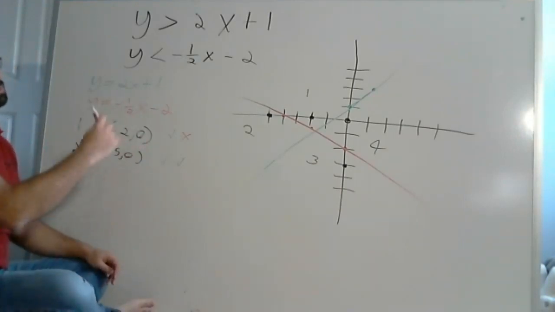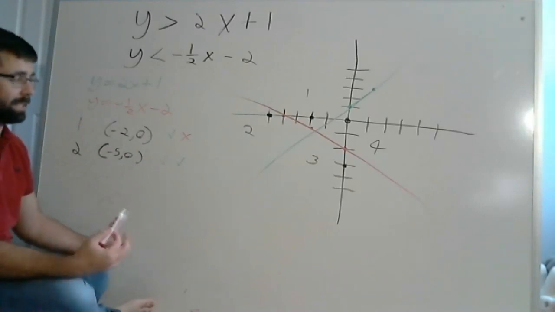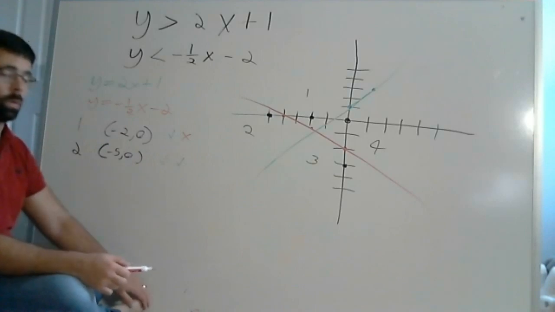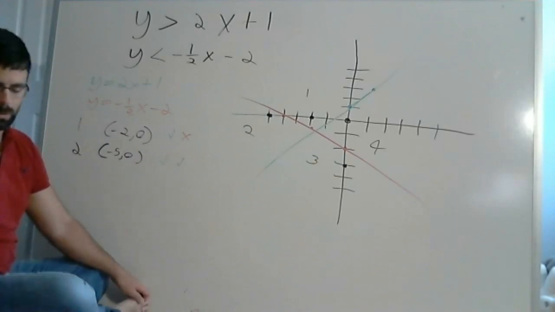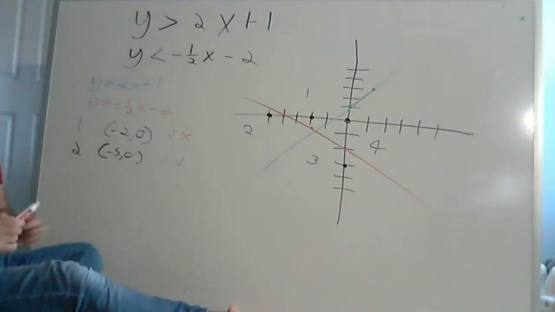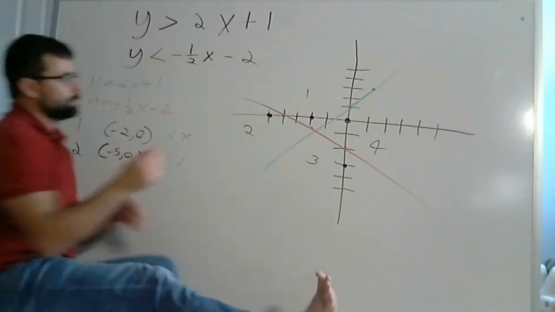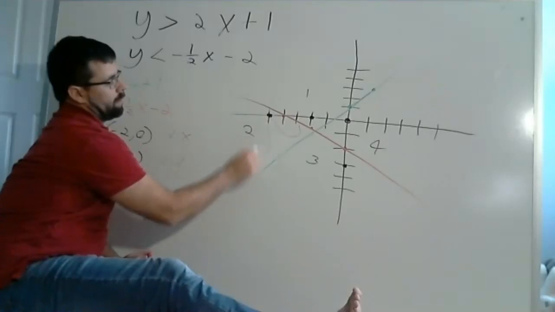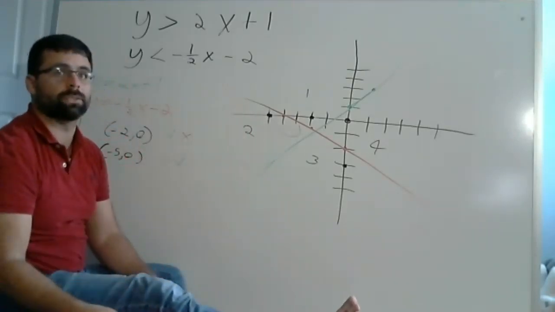If you go through and test the other points, you'll actually find that they won't work in these equations. So the answer is all of the points in region number 2. So all of these points are answers for that inequality.